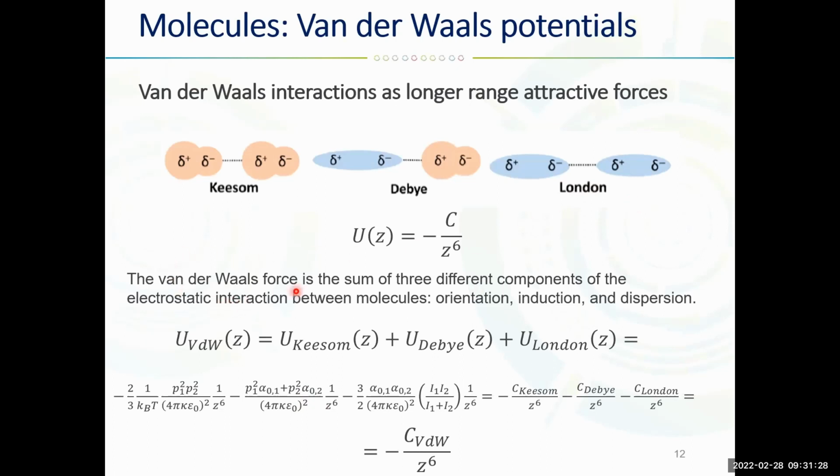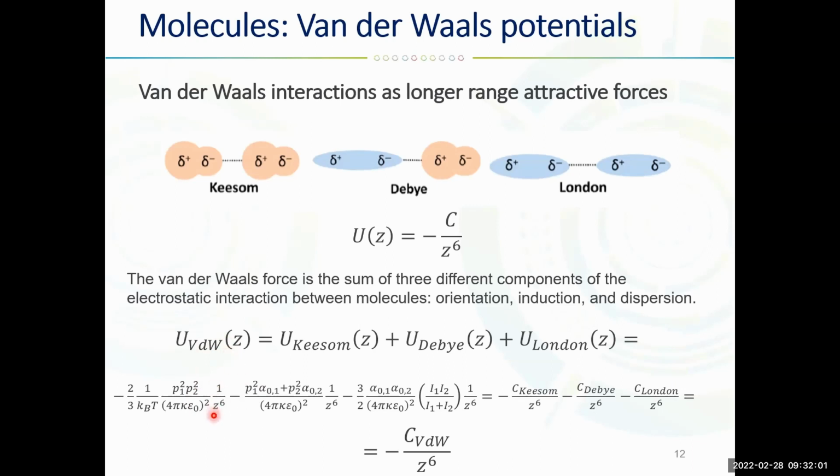So the sum of these three interaction potential energies will compose the van der Waals force. The important thing is to recognize that each interaction potential energy varies as 1 over z to the 6th power of the separation between the two molecules that are interacting, and the characteristic features of each term that you should be able to recognize quite easily.